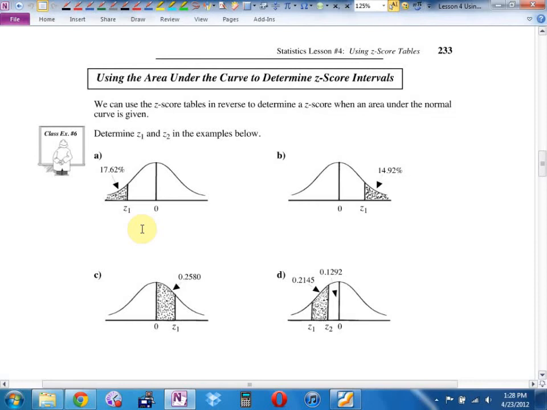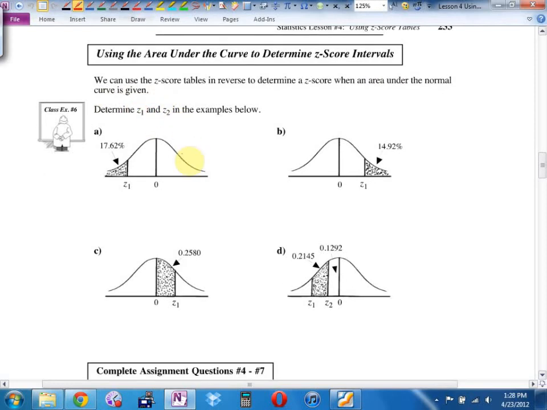So example 6 says we can use z-score tables in reverse to determine a z-score when an area under a normal curve is given. This is in some ways more useful in industry, and I'll show you some neat examples of that in a couple of days. So it says determine z1 and z2 in the examples below.